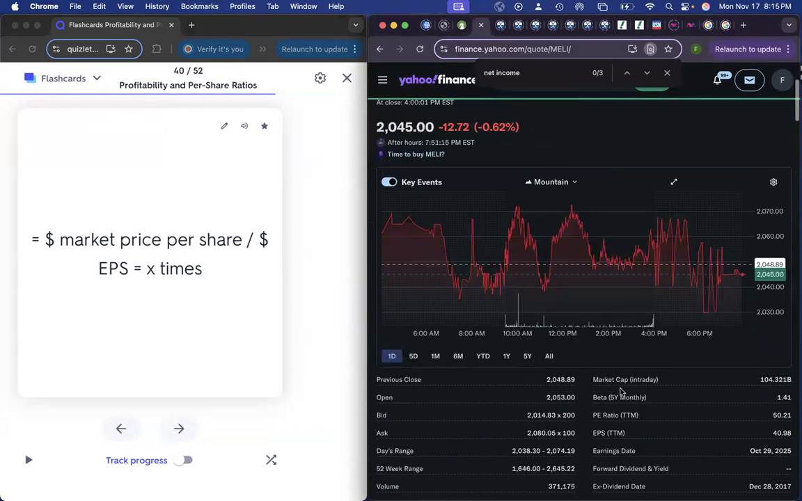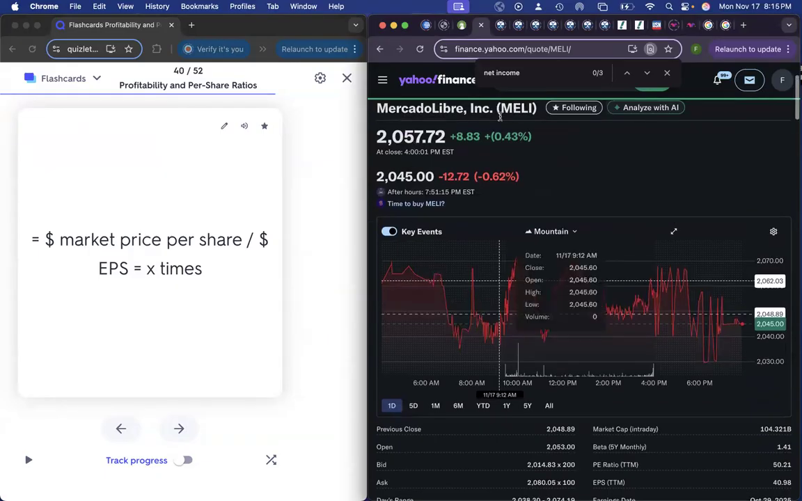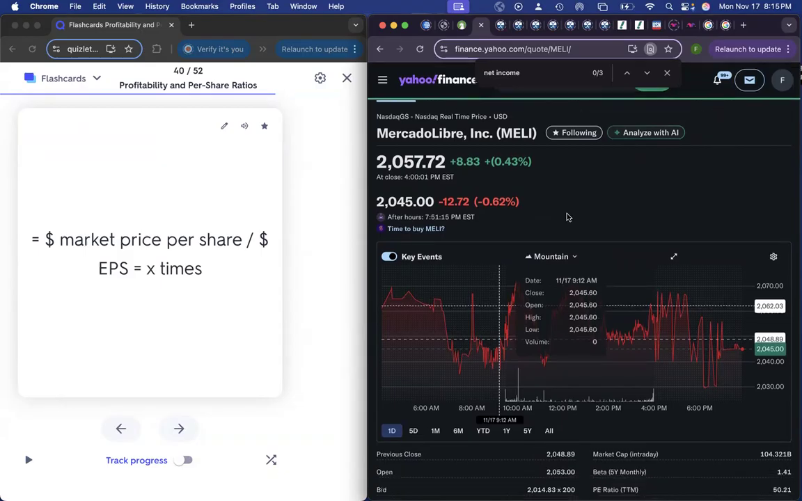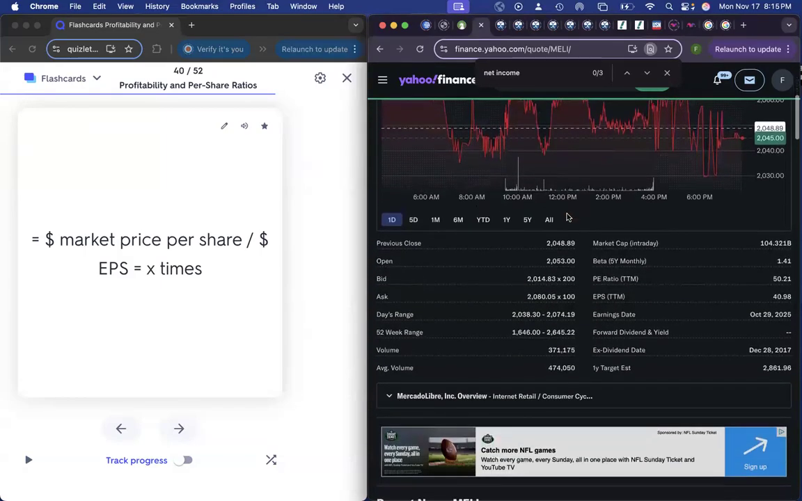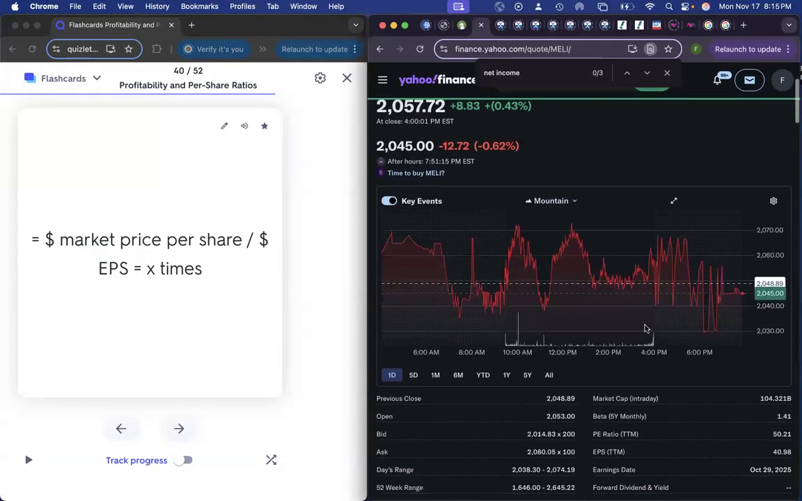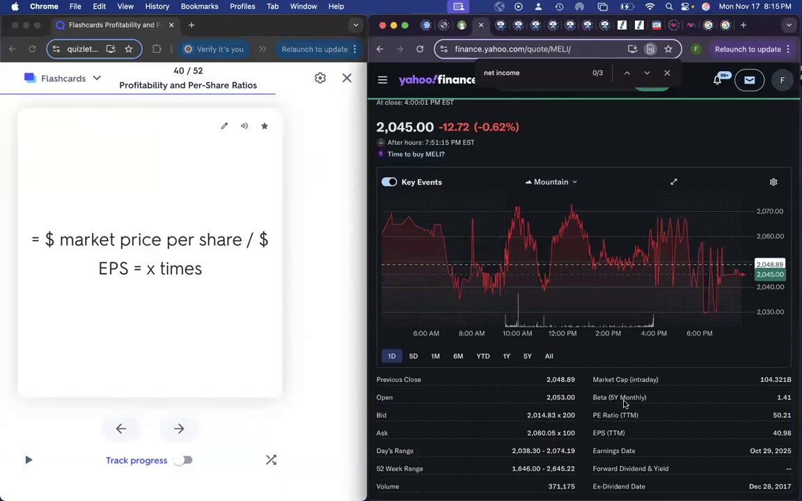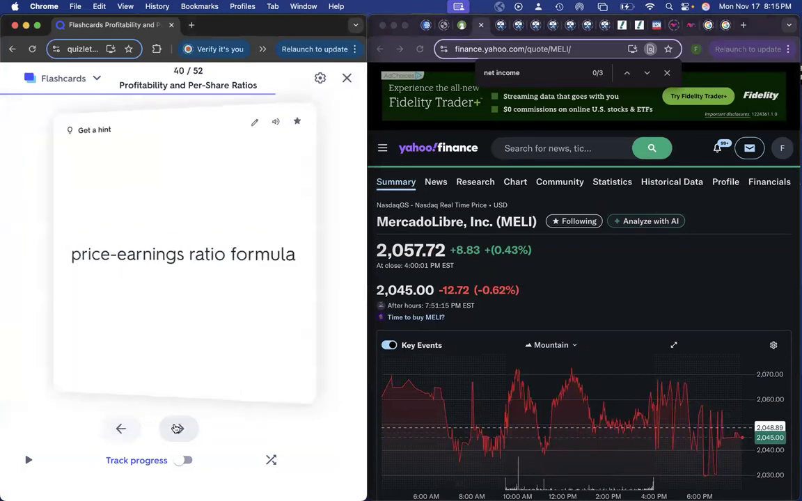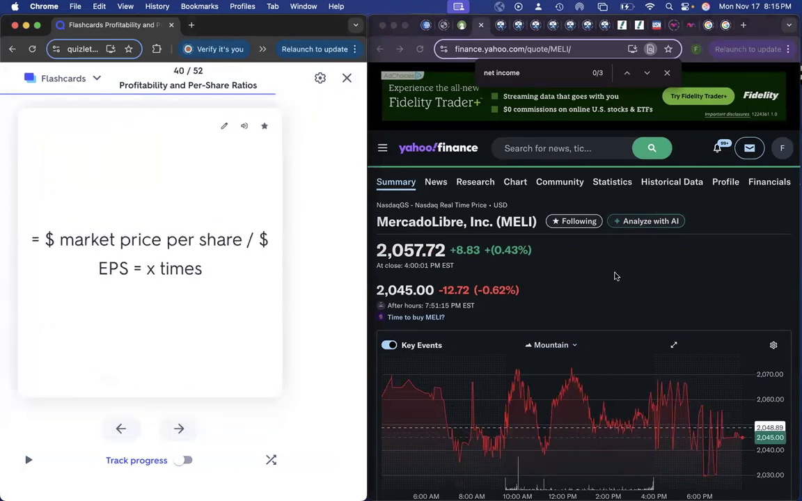So the dollar market price per share right now of Mercado Libre (MELI) is, I think that's the aftermarket price, so we'll use the closing price, $2,057.72. Earnings per share is 40.98. So you would divide 2057.72 by 40.98, and you're going to get a fairly big number. So you're going to say that the PE is X times.